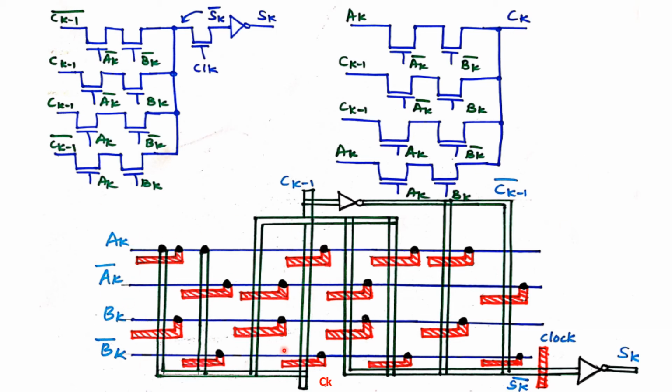So first we'll draw it for carry and then we'll implement for sum section. So carry part. So we have 4 pass inputs. So one diffusion line is drawn which is connected to A, the second diffusion line connected to A, and 2 more diffusion lines connected to carry input.